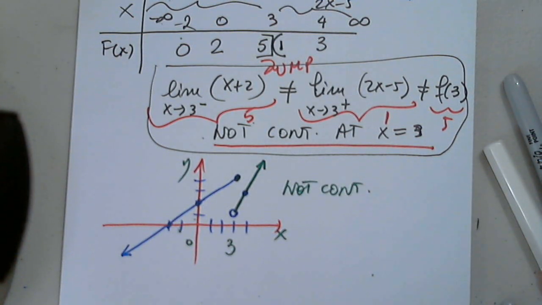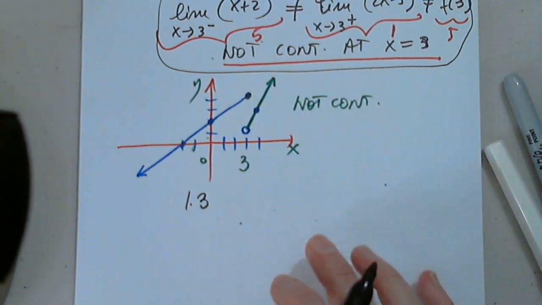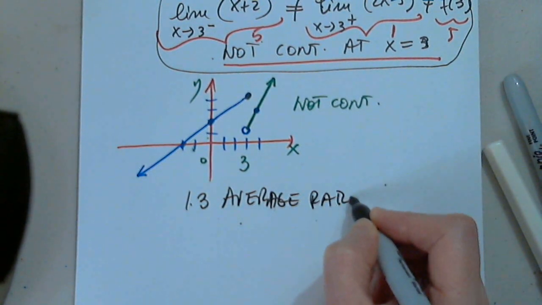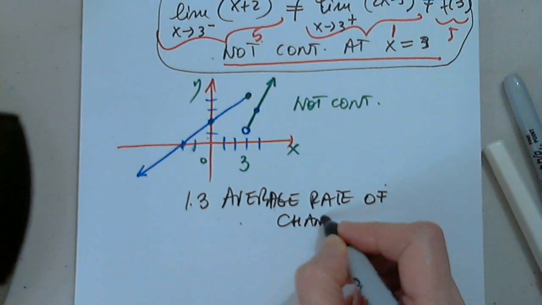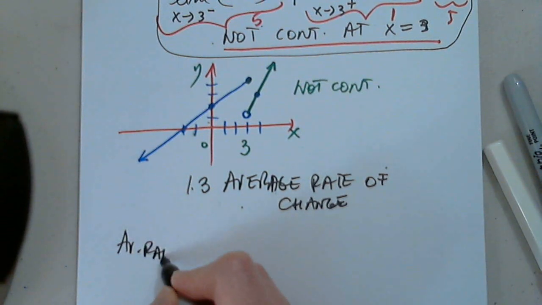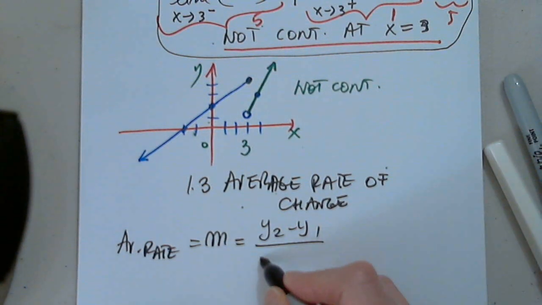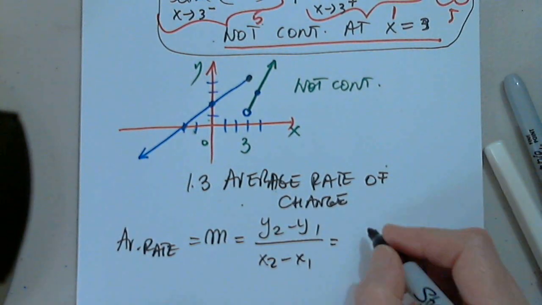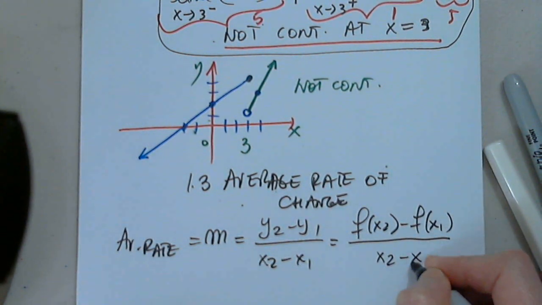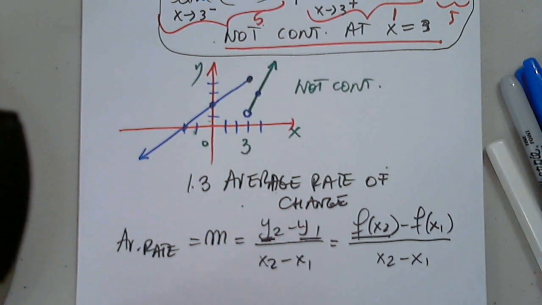Okay. Moving on, I would like to move on to 1.3, about which I have nothing to say because we already did this. The average rate of change. We talked about it last week. It's basically the average rate is the slope. If you go back to what we discussed last time, y2 minus y1 over x2 minus x1, but really written as f of x2 minus f of x1 over x2 minus x1. So we know that.